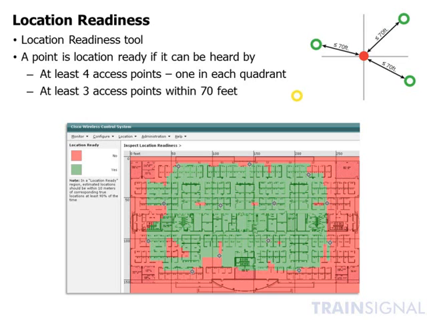So the picture here shows the Inspect Location Readiness feature, and this is a distance-based predictive tool that's identifying areas that are not ready for location services. And here you can see, much simpler than what you saw with the voice, which used 3 colors, here it is either ready or not ready. And so the green areas are ready for location services and the red areas are not.